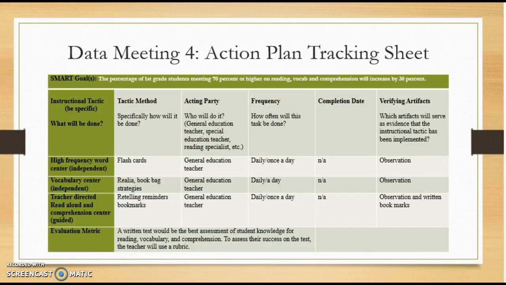Data meeting 4, action plan tracking sheet. After our SMART goal was identified, we talked about what we would do in the classroom to help close the instructional gaps. Those consisted of flashcards, realia, book bag strategies, retelling reminder bookmarks, and written tests. That would be the best form of assessment of student knowledge for reading, vocabulary, and comprehension. And like we said before, to assess the success of the test, the teacher will use a rubric.